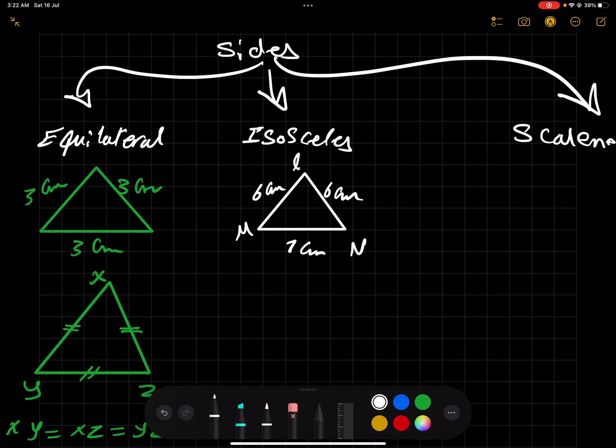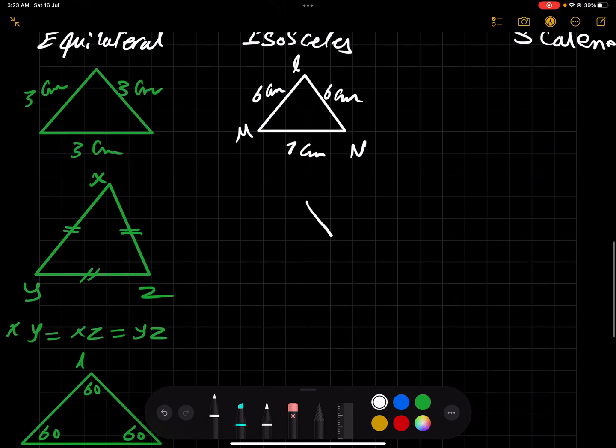The triangle which is in front of you right now, LMN, I think it meets our constraint, which means that we got two sides equal in length. The first one will be 6. The next one will be 6, which means that we got two sides equal in length. So it's going to be an isosceles triangle. What about the next one?